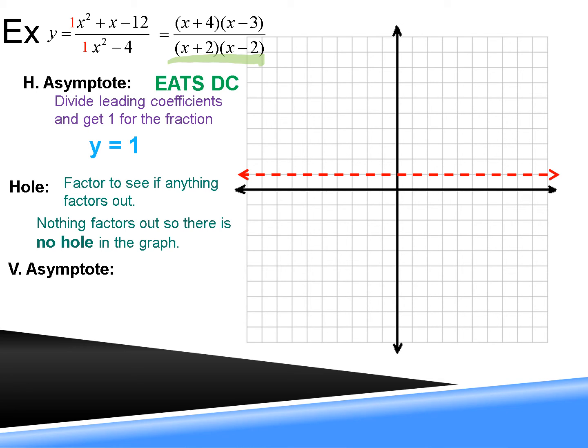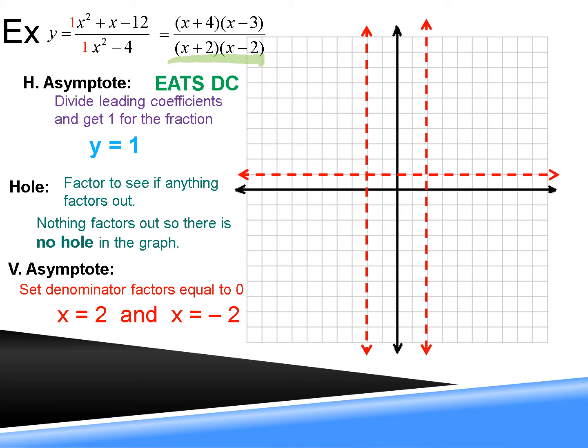So if you have more than one factor in the denominator, however many factors you have, that's how many vertical asymptotes you're going to have. So I take x plus 2 and set it equal to 0, and I take x minus 2 and set it equal to 0. So I get x equals 2 and x equals negative 2. Yay! The negative 2 came from x plus 2 and the positive 2 came from x minus 2. So I am now going to plot two asymptotes.